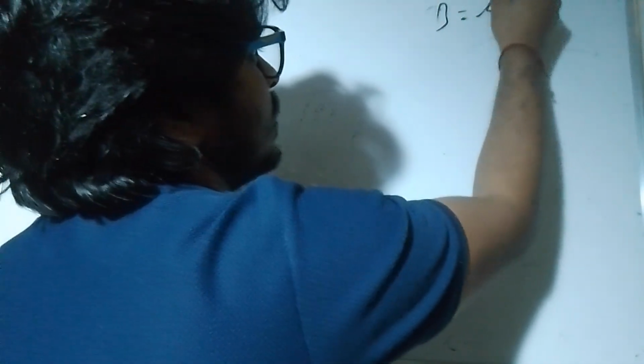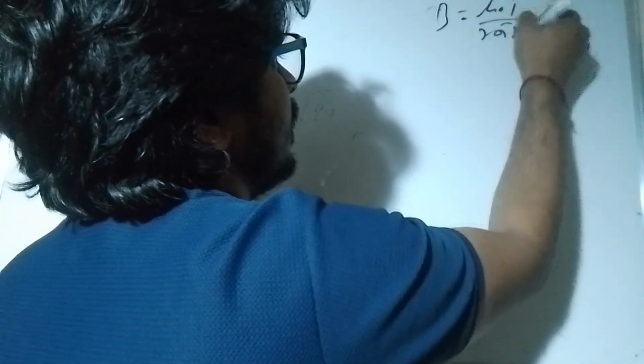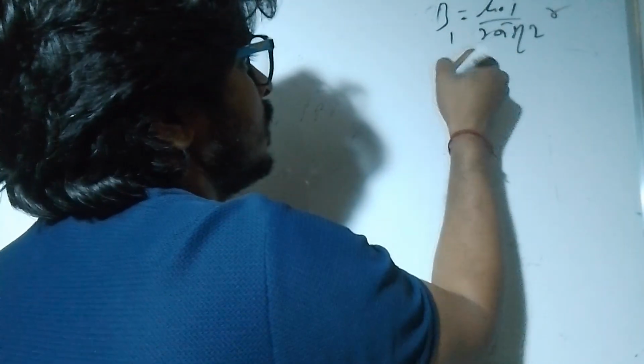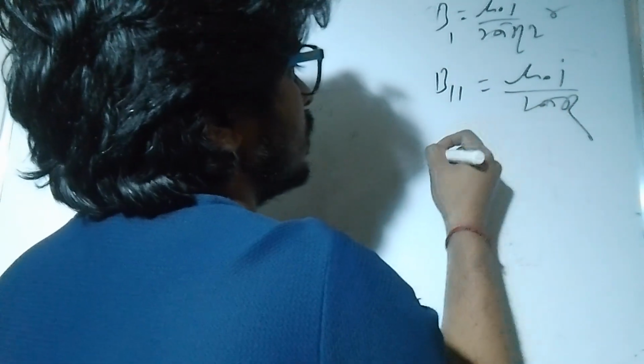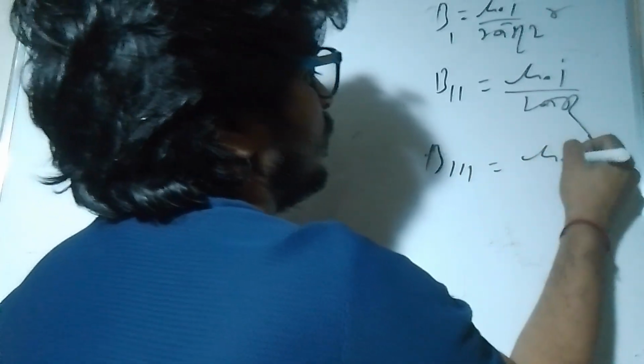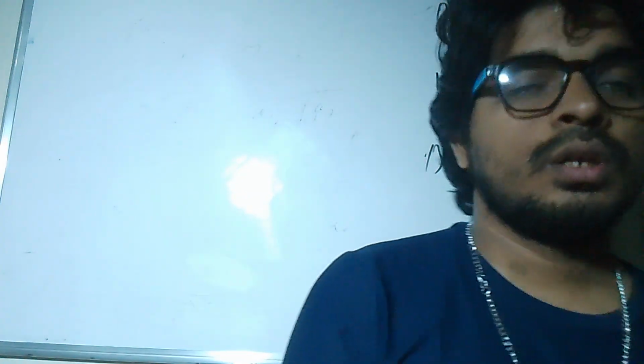So basically, what was the first relation inside? Mu naught I r by 2 pi R square. What was the second relation, on the surface? Mu naught I by 2 pi R. What was the third relation, outside? Mu naught I by 2 pi small r. So see, 1 by r is what? A hyperbolic curve. 1 by r is a hyperbolic curve, and capital R is directly proportional to r, a linear curve.